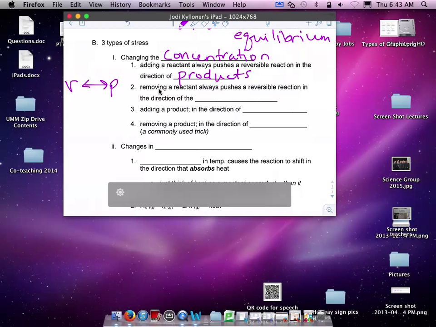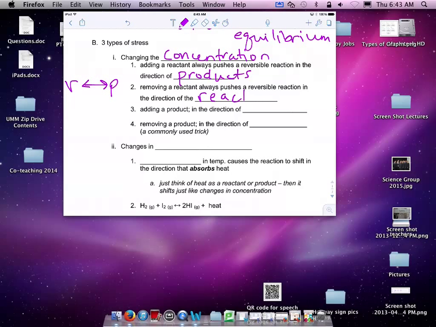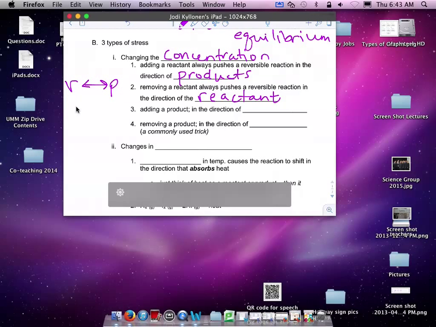Well, what if I remove a reactant? What if there's not enough reactant? Then that means there's too much on the other side. If I want to go back to balance, think of that side being too heavy, I need more of the reactant. So if I take away reactant, I need to make more reactant in order to get back to being balanced. There's not enough of this, that means there's too much of this, so it shifts back to this side to get back to balance.